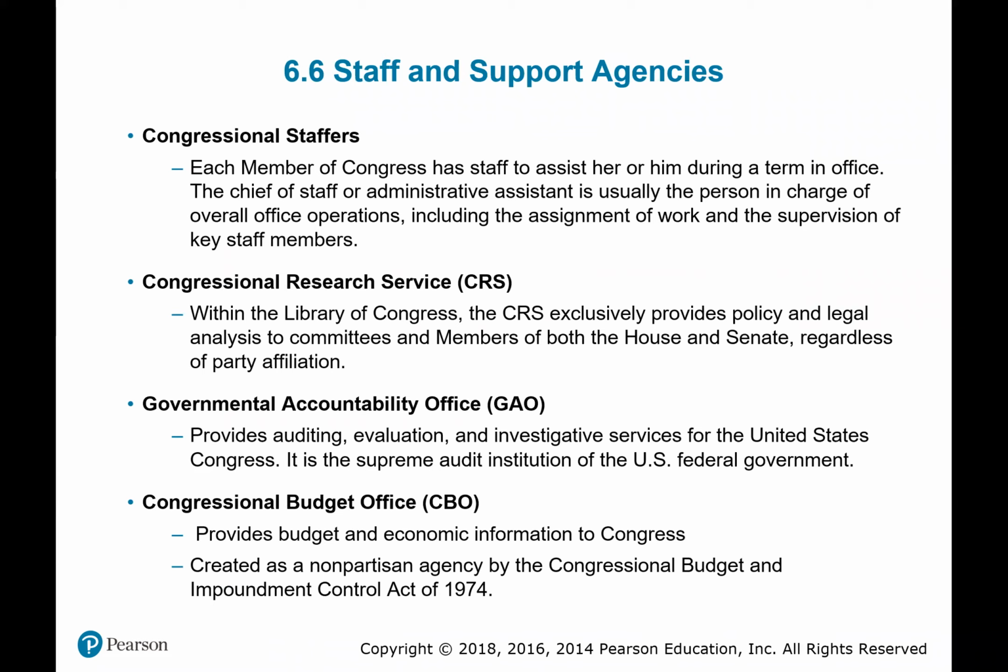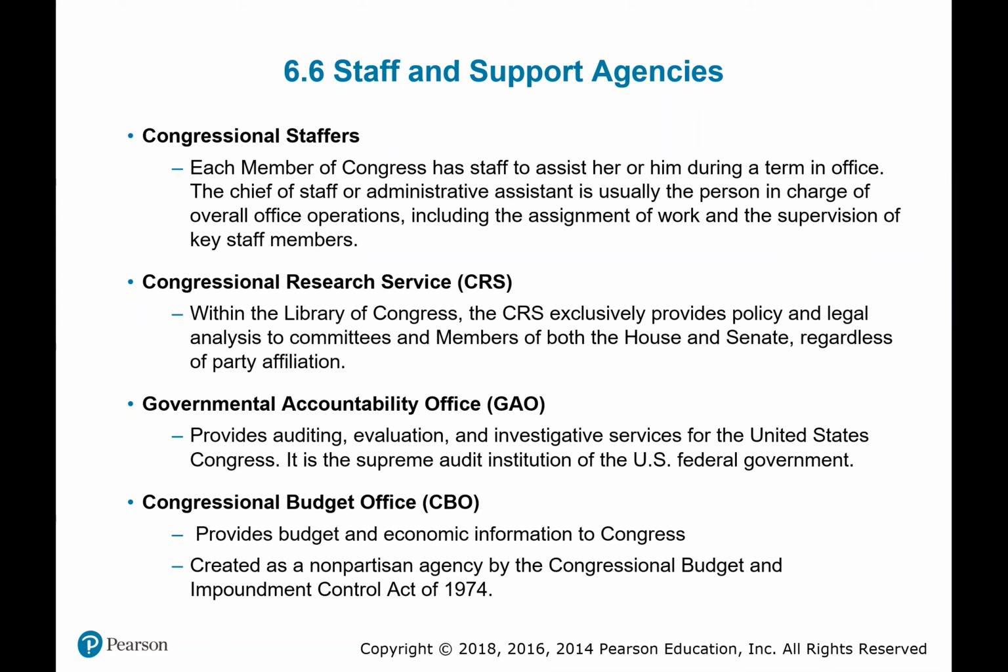Staff and support agencies: each member of Congress has staff to assist during their term in office. The Senate is around 35 members, the House about 15 to 18. The Congressional Research Service, part of the Library of Congress, provides policy and legal analysis to committees, as well as information and other analyses, for both the House and Senate. This is a nonpartisan group. It's supposed to have no sway either way.